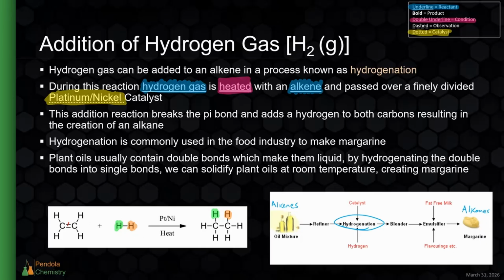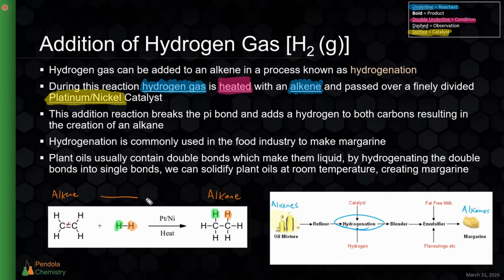Hydrogenation, again, is very commonly used in the food industry, so this process is used a lot in the food industry because, again, plant oils like seed oils will usually have double bonds that we can break when we do this. One of the important things to understand here is that when hydrogenation happens, we go from an alkene to an alkane because we're breaking the double bond and adding hydrogen.